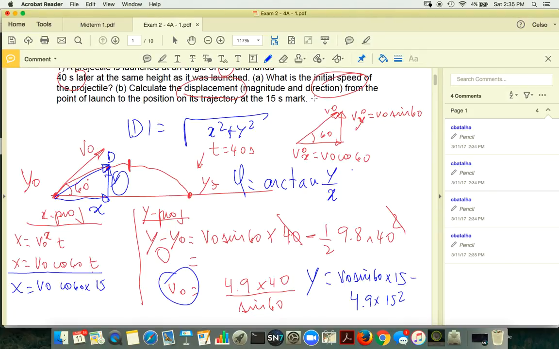For number one of the other exam, you want to find the velocity. So the velocity would do the same thing, except that the x position for the other exam would be equal to whatever v naught it has, cosine of the angle it had.